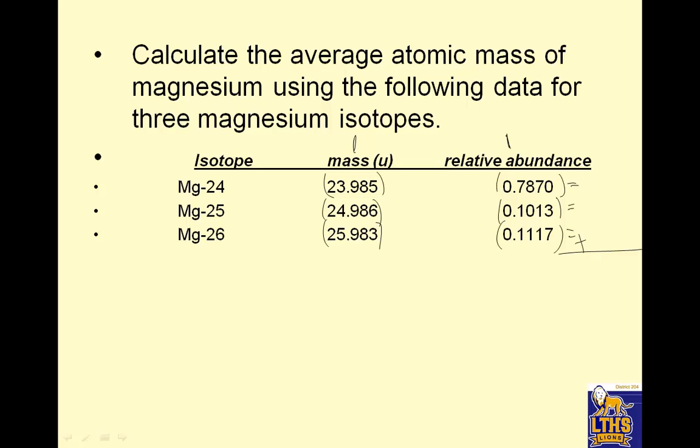23.985 times 0.7870 is 18.8762. 24.986 times 0.1013 is 2.5311. It's much more likely to have decimal numbers. And of course this number is smaller because the abundance is so much less. 25.983 times 0.1117 is 2.9023. And then I'll add those together.